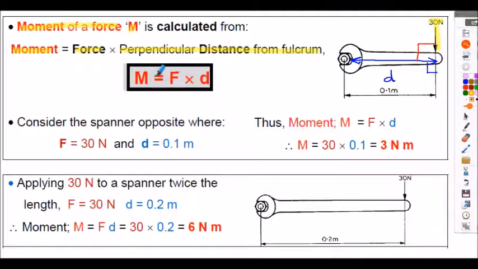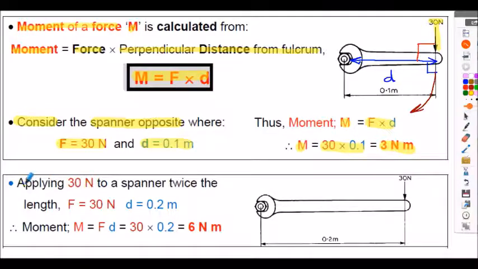So the formula we're going to use to calculate moments about a point is simply M is equal to F multiplied by D. So considering the spanner shown opposite, the F, the force, is 30 newtons. The perpendicular distance, D, from the pivot point, the nut in this case, is 0.1 meters. So the moment is simply the F multiplied by the D. So M is equal to 30 multiplied by 0.1. So 3 Newton meters would be the moment about the nut or the torque applied. And again, we can see the sense of that moment about the nut would be a clockwise sense.